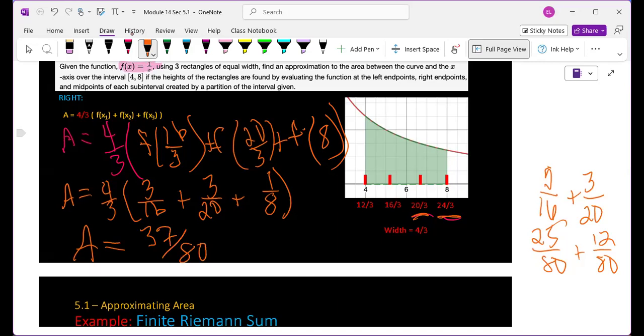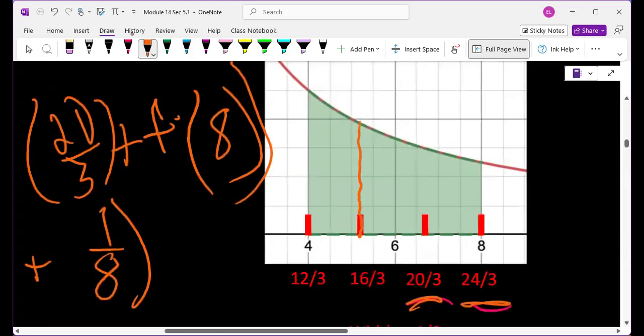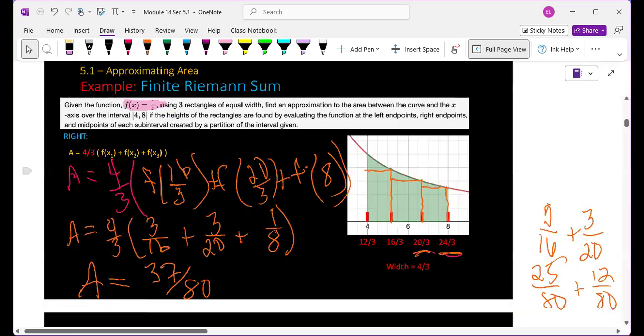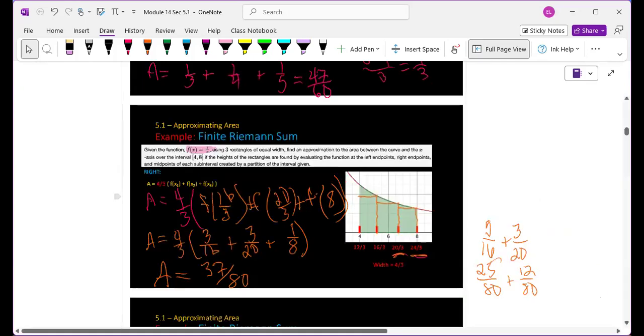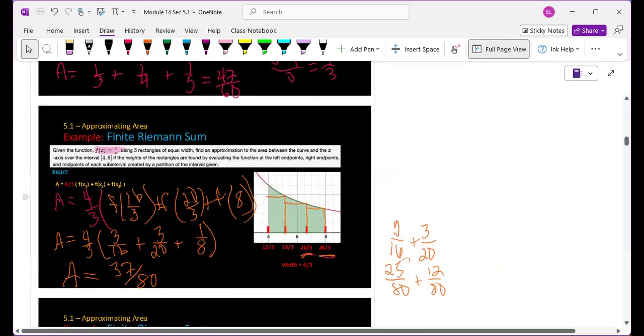We're gonna draw the picture. It's a little silly, but it does kind of help show what we're trying to do. So by taking the right endpoints, because this is a decreasing graph, all of these rectangles are smaller than the area under the curve. So we now know that the area under the curve is between 37/80ths and 47/60ths.